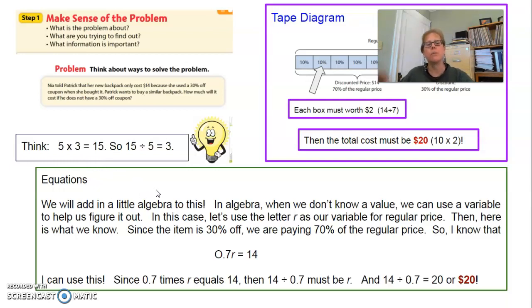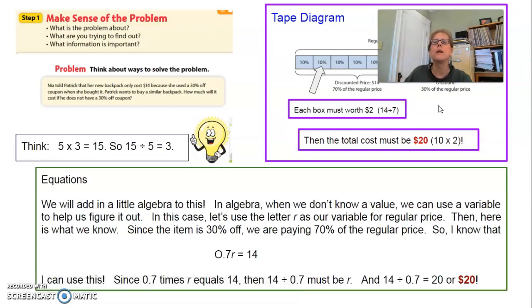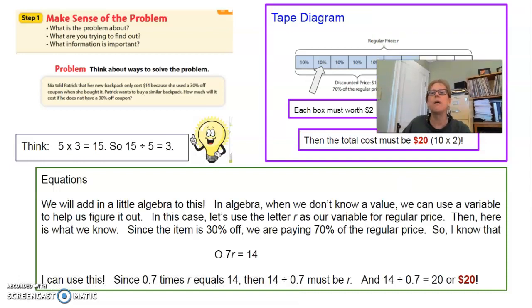So here's what we can do. We're going to add a little algebra into this. In algebra, when we don't know a value, we can use a variable to help us figure it out. In this case, let's use the letter R. You can see I've got it right here in the equation as our variable for the regular price. They did that up here as well in the tape diagram. R stands for regular price.